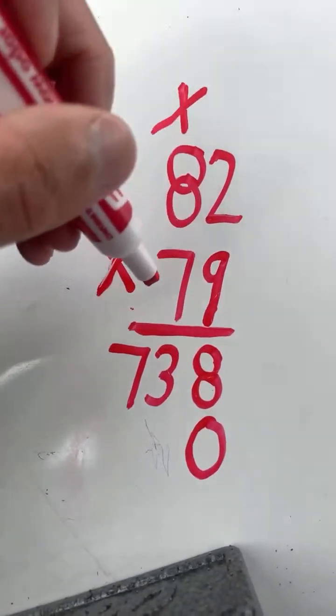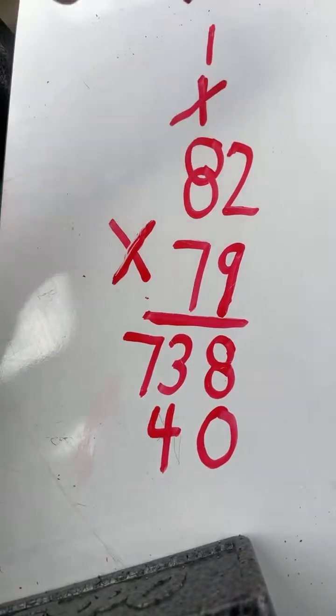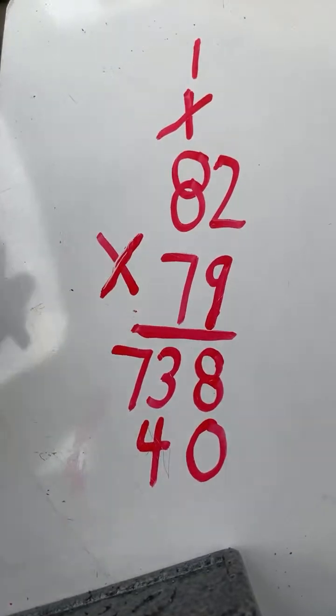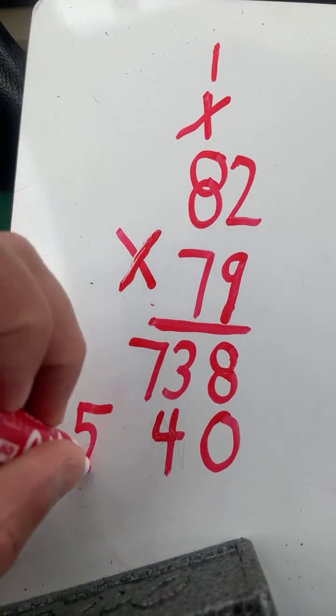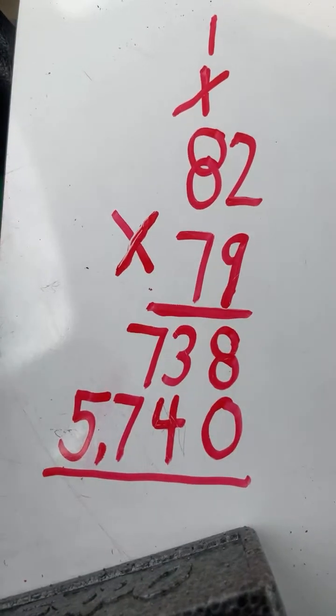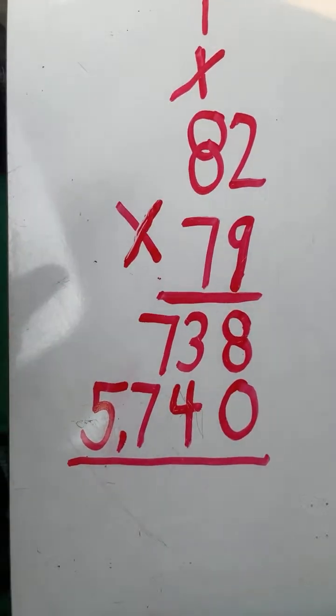All right, here we go. 2 times 7 equals 14. 4, carry the 1. 8 times 7 equals 56, plus 1 equals 57. Now to get our final answer, we have to add these two numbers together.